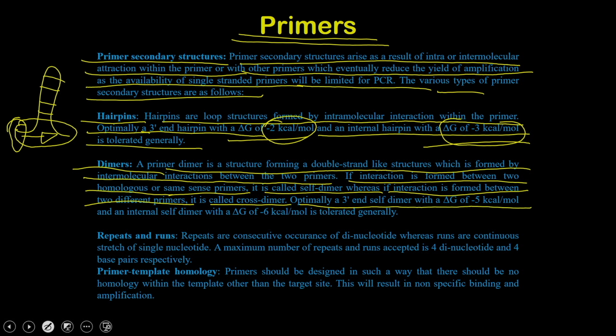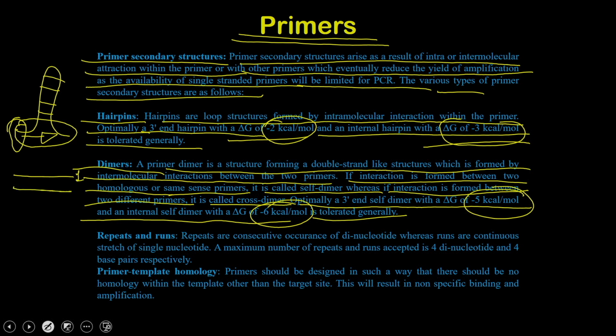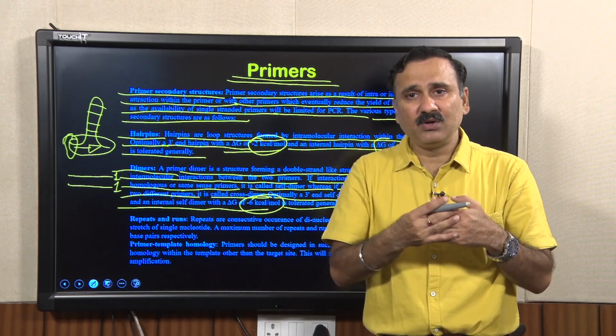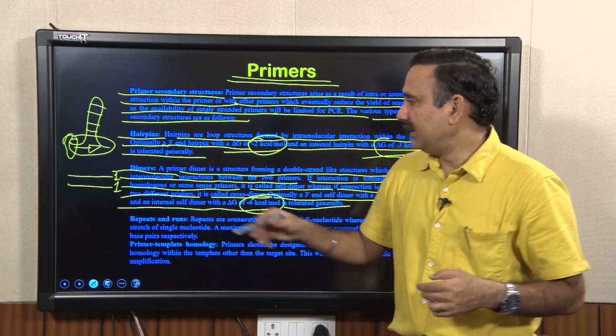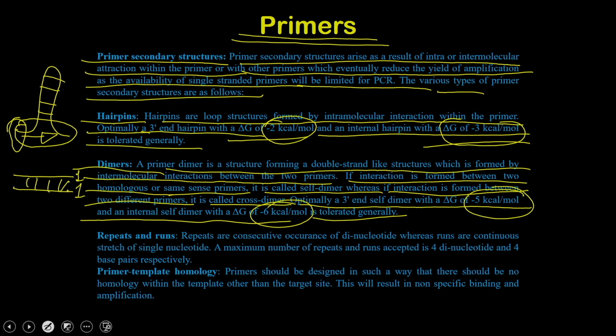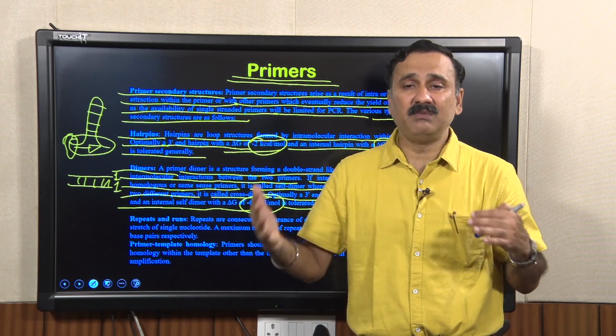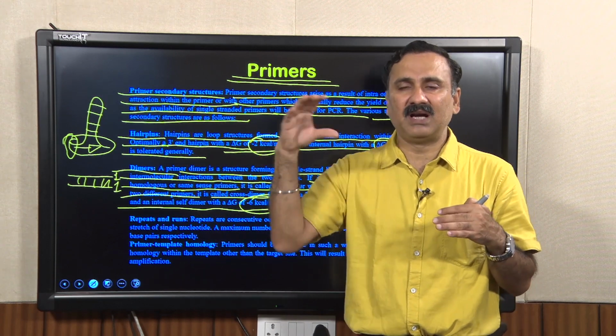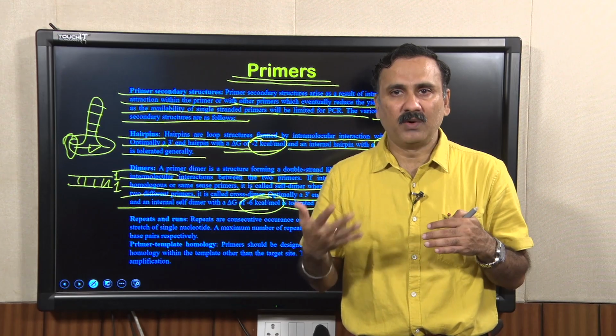Optimally, a delta G of 5 kilocalories per mole at the 3' end, or 6 kilocalories at an internal site, is generally tolerated. What is meant by a dimer is that you have this primer number 1 and this primer number 1. If both sequences have some kind of homology or symmetry, they will form a double-stranded DNA, which means they are no longer available as single-stranded primers, and that is how the purpose of adding the primers into the reaction is defeated, right.